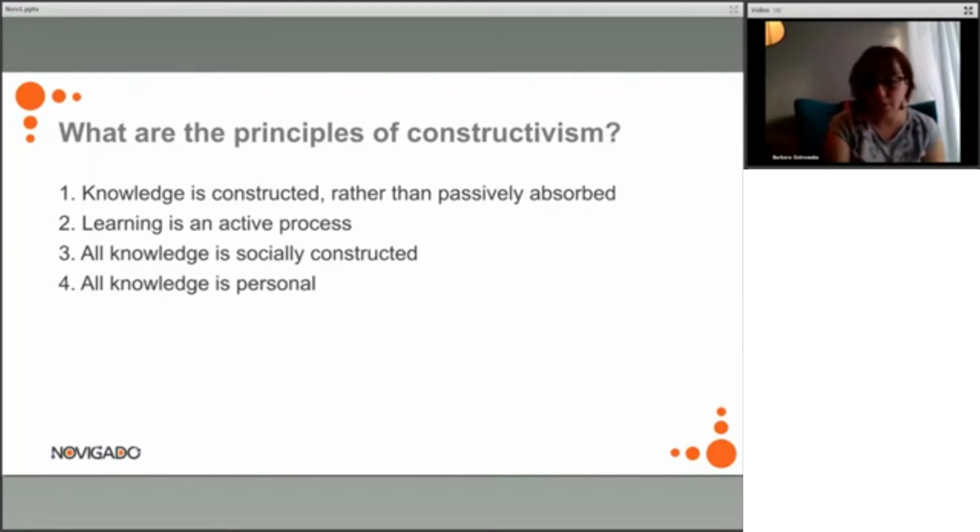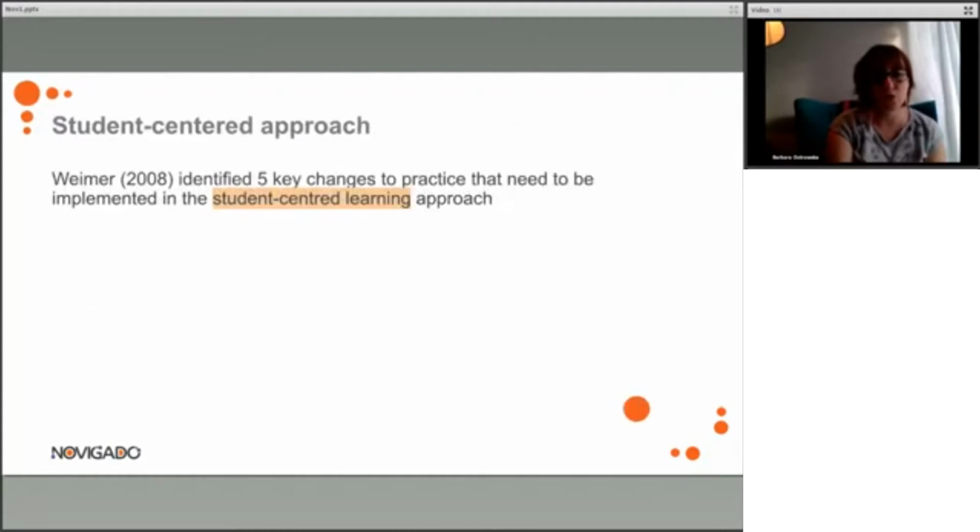But having the understanding, having the insight into different perspectives might actually give us a deeper understanding of the knowledge that we are constructing. And this all links as well to the student-centered approach, which can be defined by 5 key changes to the practice. And with active learning, it is essential that we change the role of the teacher.